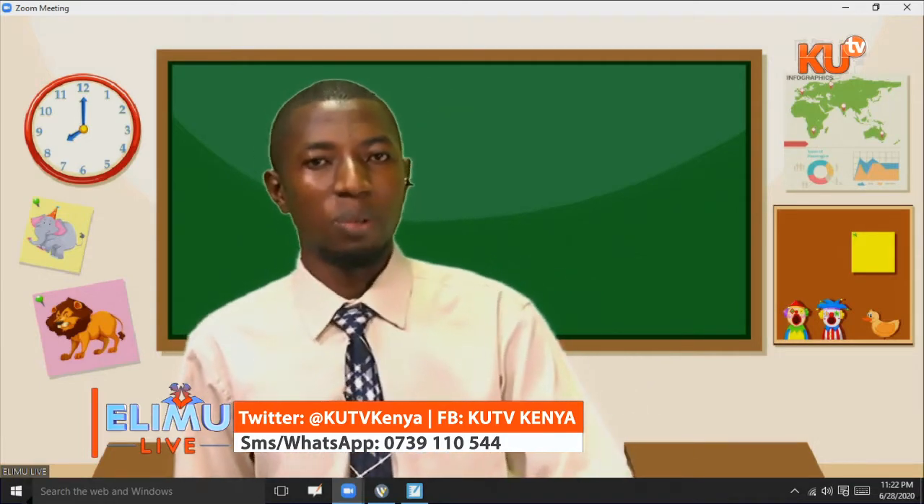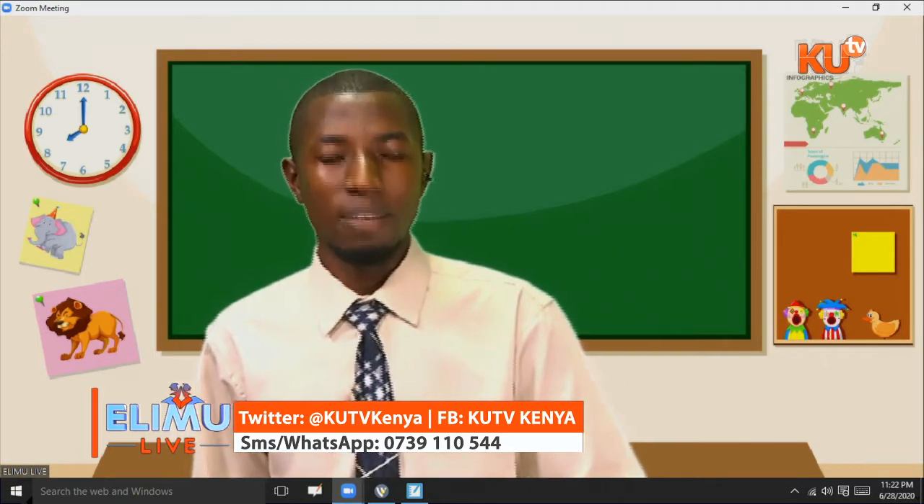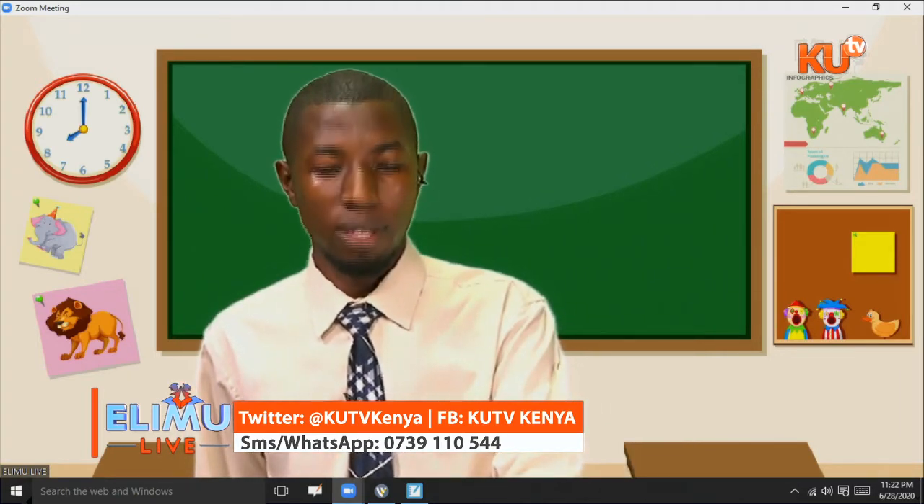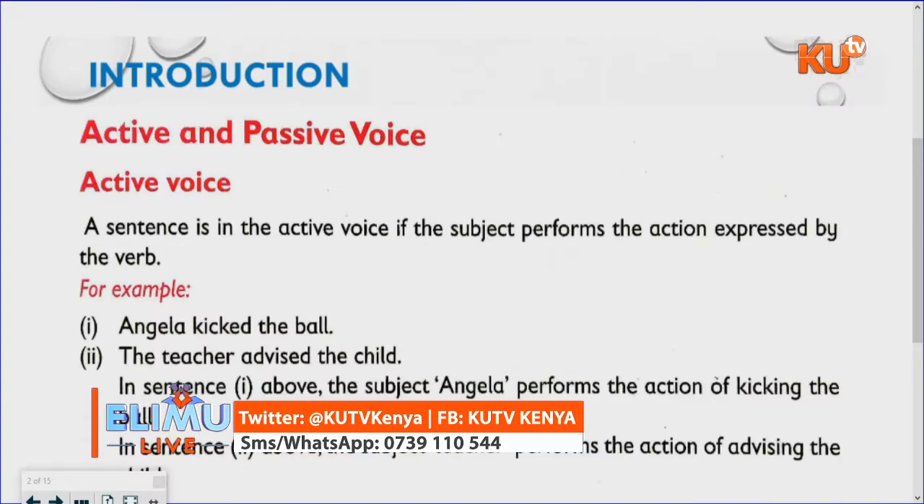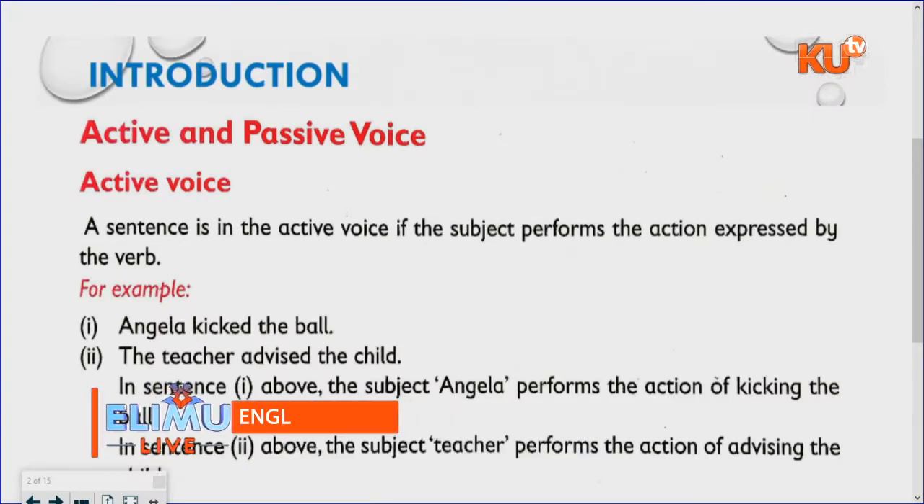Let me take you to my notes for today's lesson, in case you want to have some notes. So in my introduction part, I am tackling active and passive voice. A sentence is in the active voice if the subject performs the action expressed by the verb. For example, Angela kicked the ball. The teacher advised the child. Those are two sentences there which are in active voice.